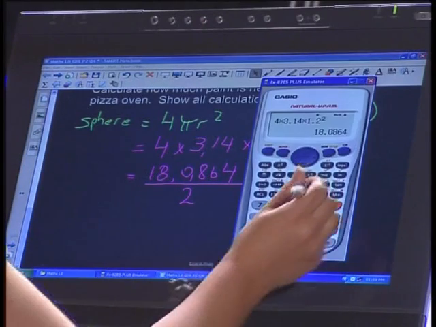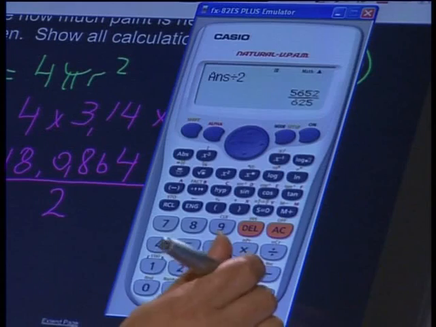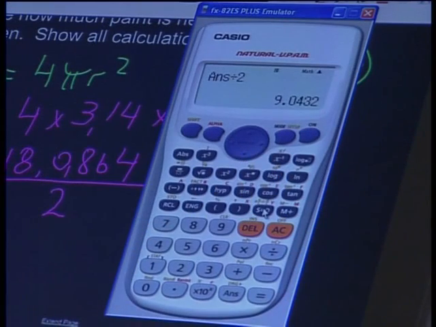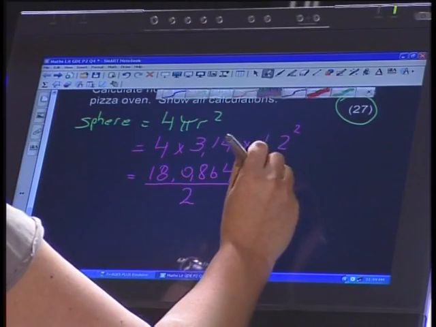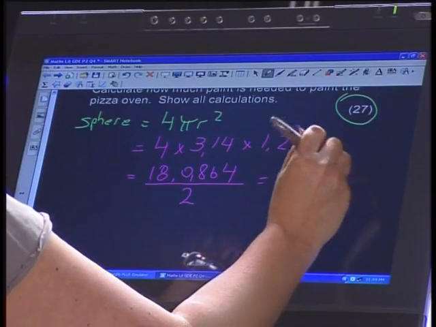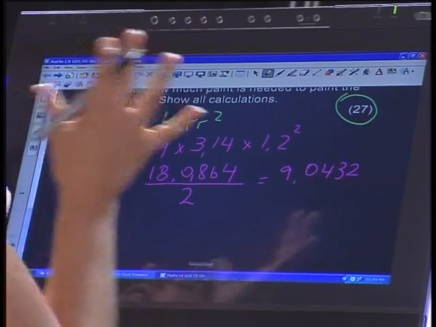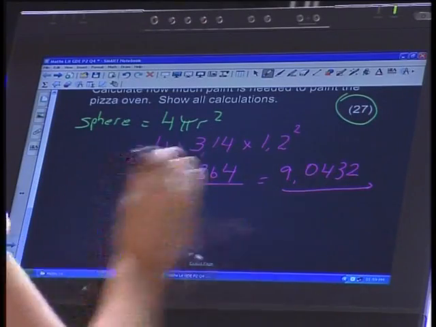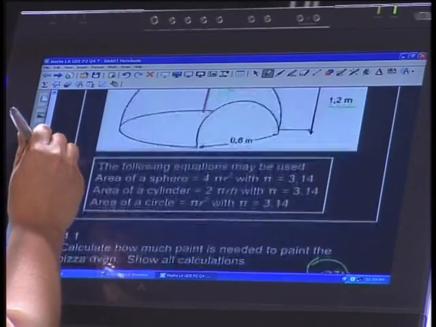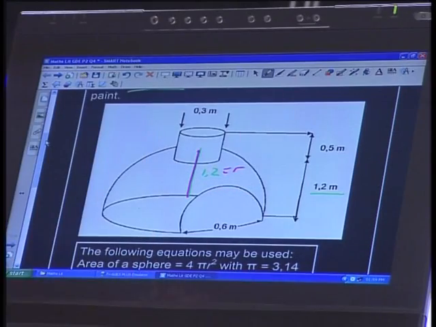Yes. So let's do that on our calculator. We're going to divide our answer by 2, and we get 9,0432. I'm going to keep all the decimal places. And guys, I want you to be aware of this. Only round off at the very end of your question. Please, it's important. So we know that that is our sphere. Right, let's go back to the diagram. What should we calculate next?